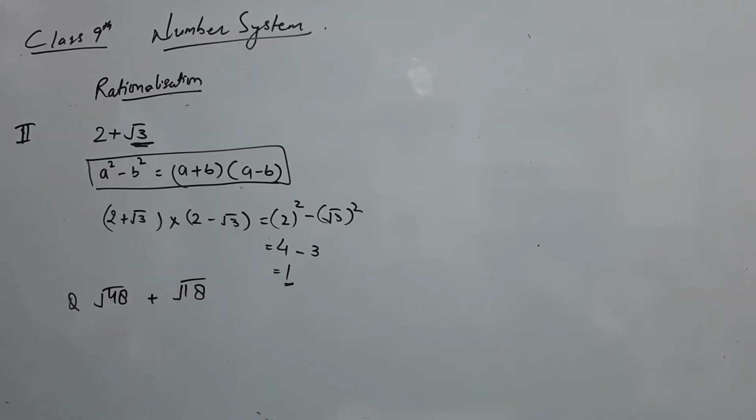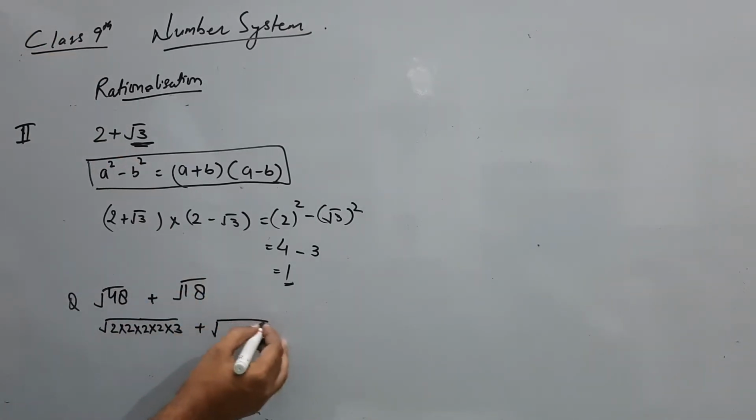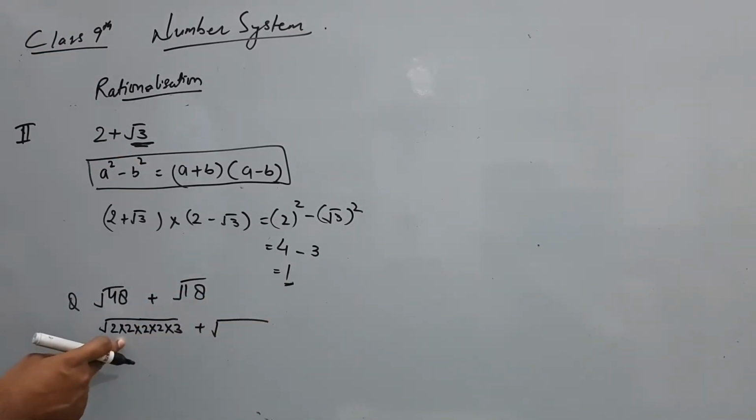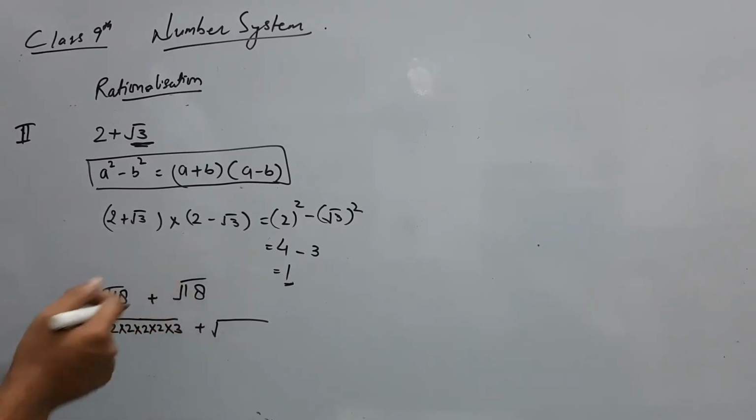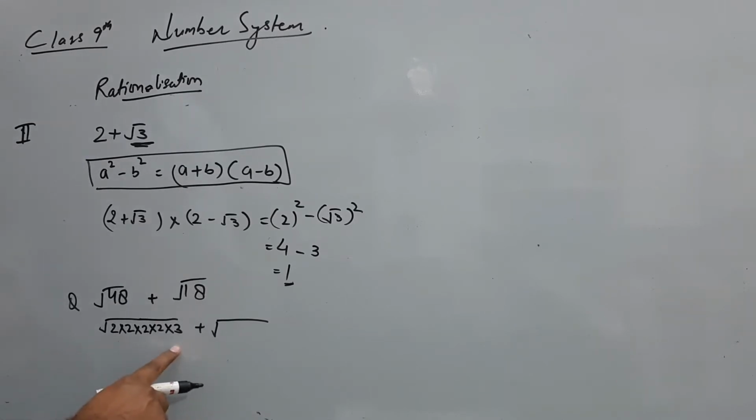As I told you already, whenever a question arises, you just need to convert the number into simple form. The simplest form of this will be under root 2 into 2 is 4, into 2 is 8, into 2 is 16, into 3 is 48, plus, what is the simplest form of this? We used to call it prime factors, and after finding prime factors we will convert into simple form. Whenever we need to simplify, we have to find the prime factors.